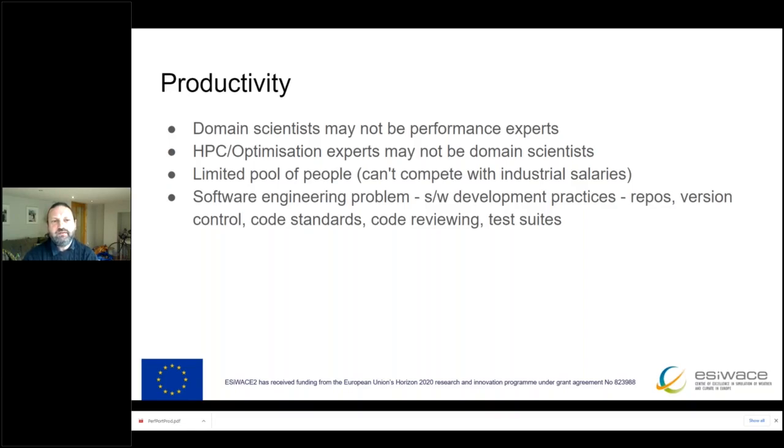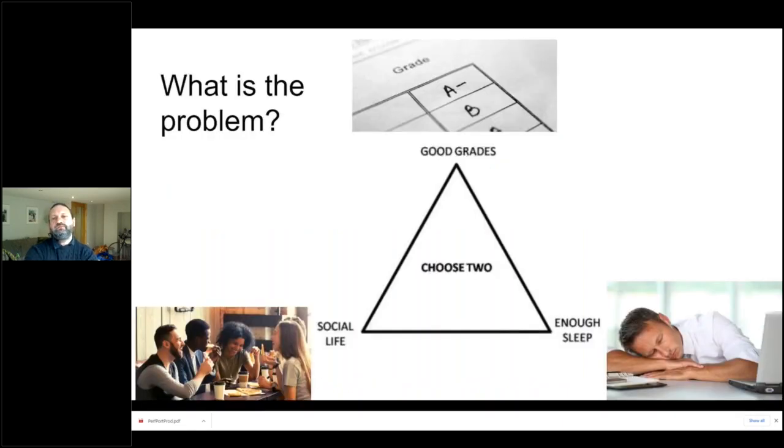So fundamentally, it's kind of a software engineering problem, really. So in order to support the scientists, you need to have nice development practices. You need to have an appropriate level of abstraction, and you need to make sure that things are supported with version control, coding standards, etc. Okay, so that's kind of the productivity side. So okay, so we've got these three things.